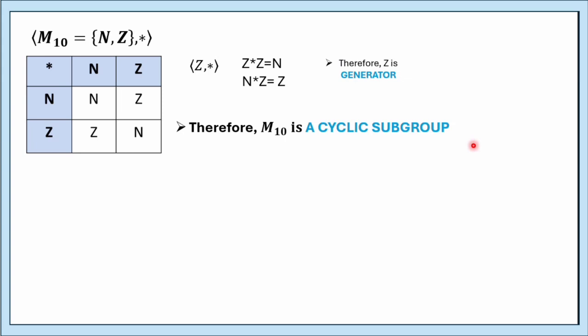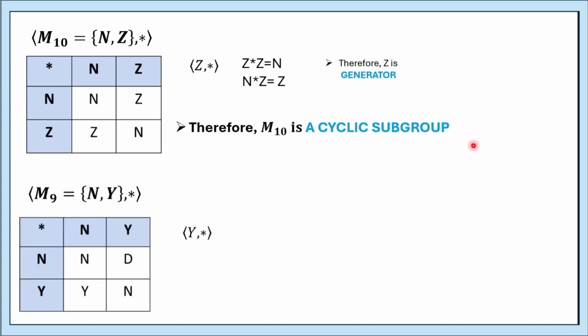Next, we have M sub 10 is equal to the set of N and Z under the binary operation star. So for Z, we have Z star Z is equal to N, and N star Z is equal to Z. Since Z generates all the elements of the set, Z is a generator, and therefore, M sub 10 is a cyclic subgroup.